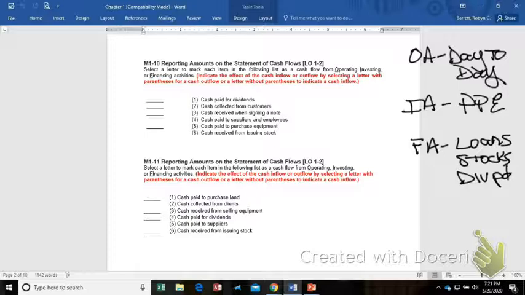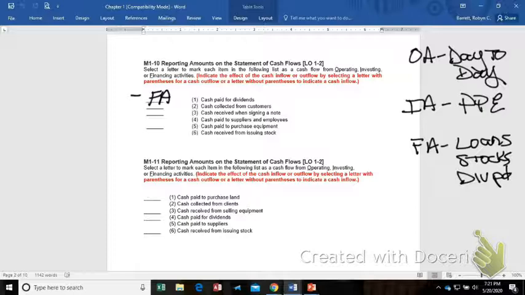Okay, so cash dividend or cash paid for dividends. Would this be operating, investing, or financing? Financing. And so if we're paying money, then financing would actually be going down also, correct? Because money would be going out the door.